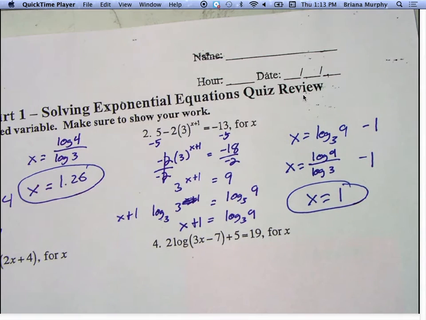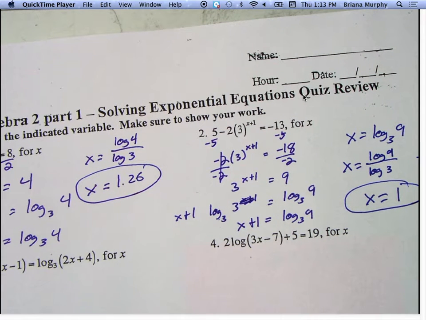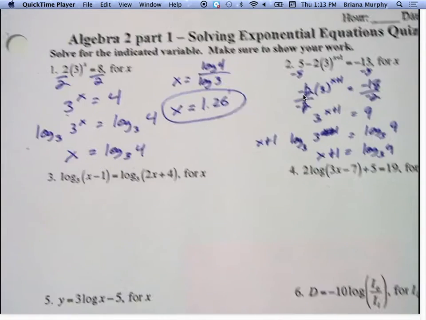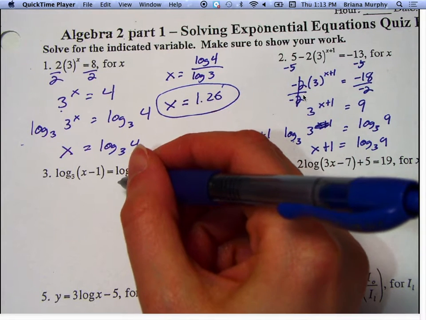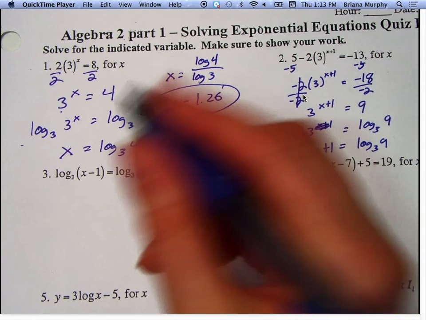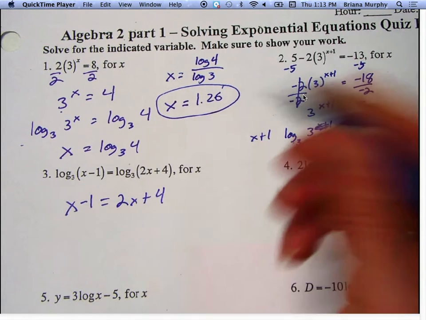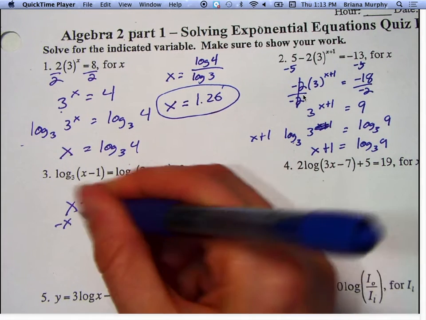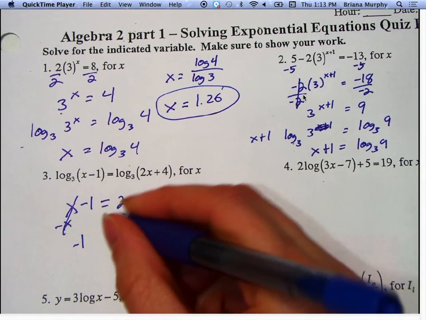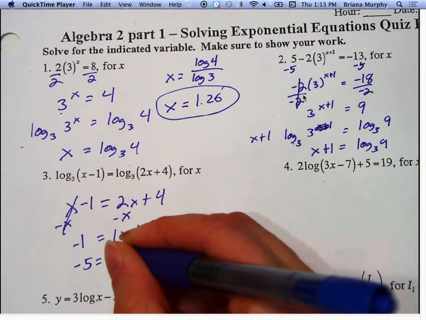So now I'm going to look at number 3. And I've got a log where I don't know what x is. Are the logs equal to each other? Okay, we can take both of these sides to exponentialize them to the 3, but it's just going to cancel them out anyway. So I'm just going to get x minus 1 equals 2x plus 4. And then we're going to solve for x. I'm going to subtract x from both sides. So negative 1 equals 1x plus 4. I'm going to subtract 4 from both sides, and negative 5 equals x.